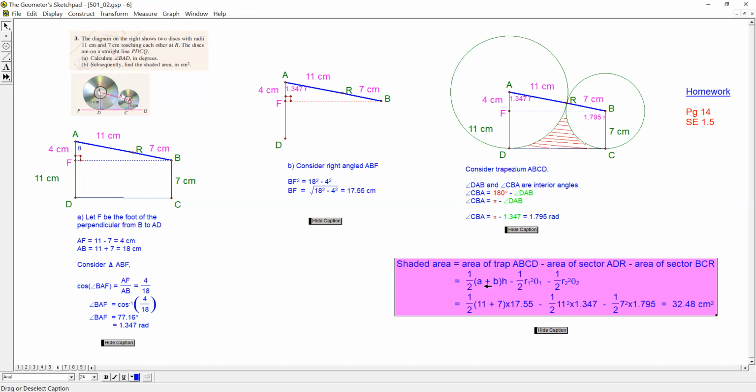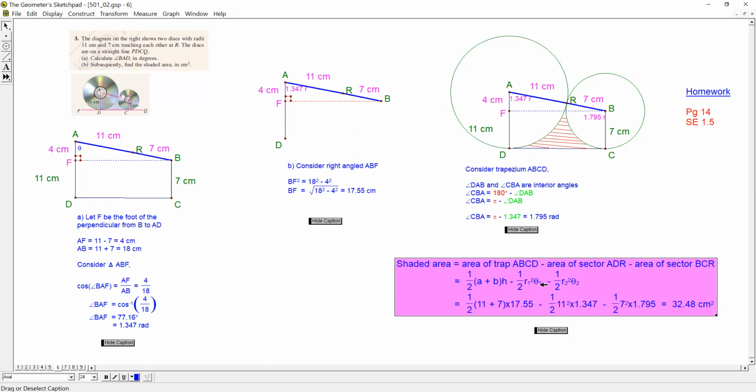So the trapezium area is half times (a plus b) times h. Coming back to the trapezium here, a and b are the parallel sides, so it is 11 plus 7, then multiplied with this DC. And how much is DC? 17.55. So it will be half times (11 plus 7), these two parallel sides, multiplied with 17.55, which is the distance between the two parallel sides. So this is the area of the trapezium, right?